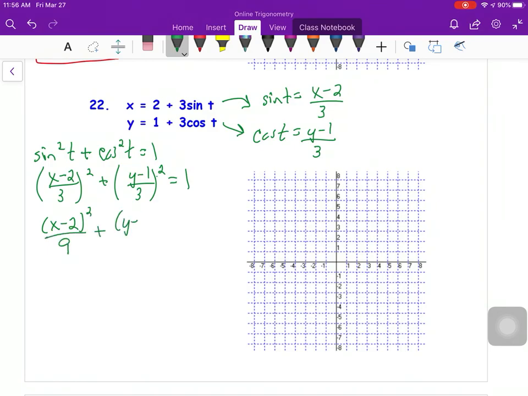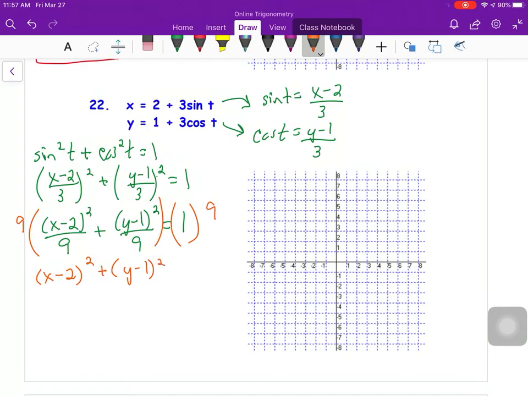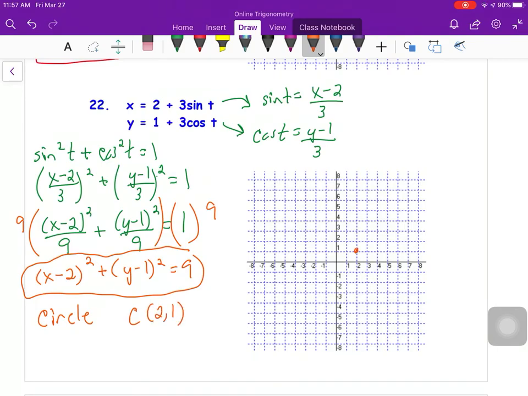And we still have to simplify this and put it in standard form. So we'd have x minus 2 squared over 9 plus y minus 1 squared over 9 equals 1. Since both denominators are the same, we'll multiply by 9 on both sides. And that gives us x minus 2 squared plus y minus 1 squared equals 9. That would be considered our answer. This one is a circle. The center is at 2, 1. The radius is 3. So right 3, up 3, left 3, down 3. We go ahead and draw our circle.